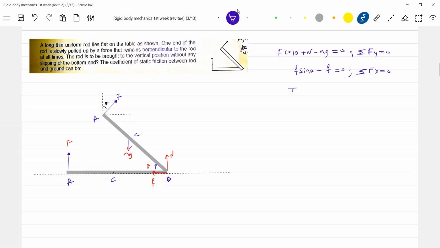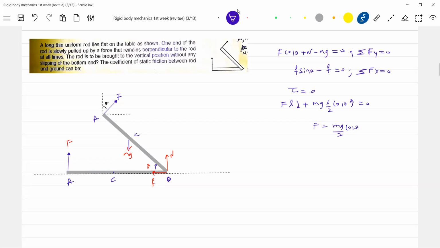Let me define net torque about O. As I'm going to move it slowly, F into L clockwise plus mg L by 2 cos theta. This will be clockwise, this will be anti-clockwise, equal to 0. So therefore this F is equal to mg by 2 cos theta.